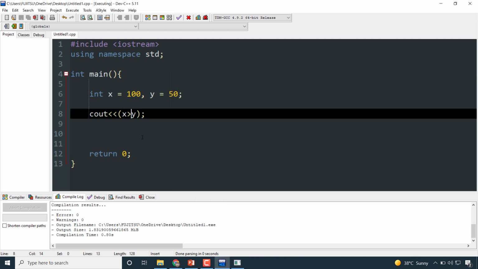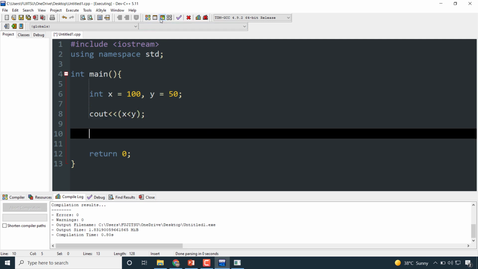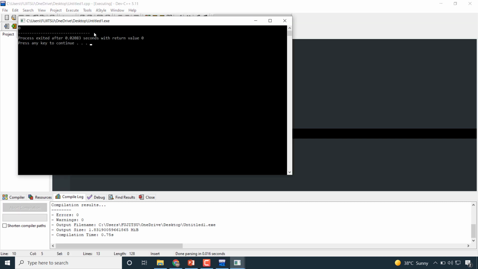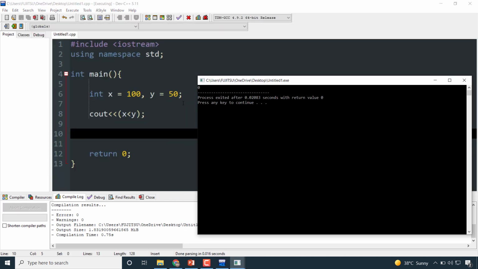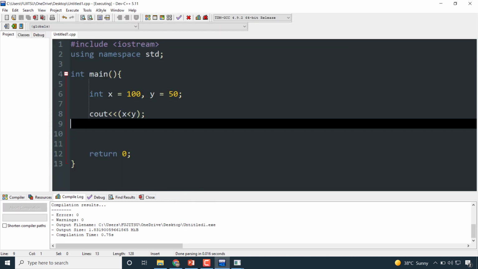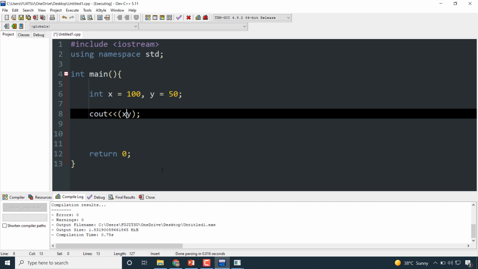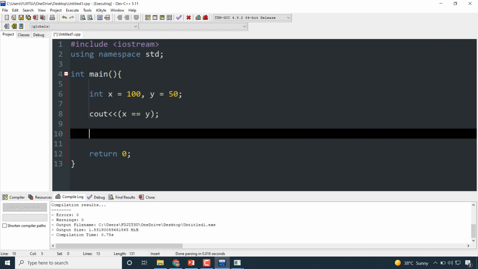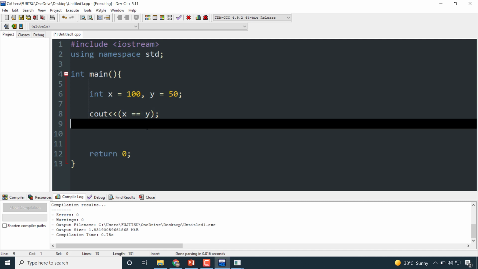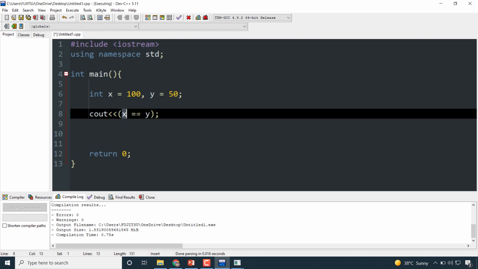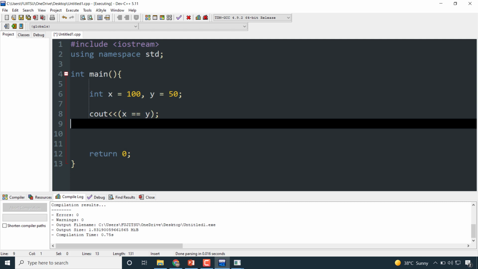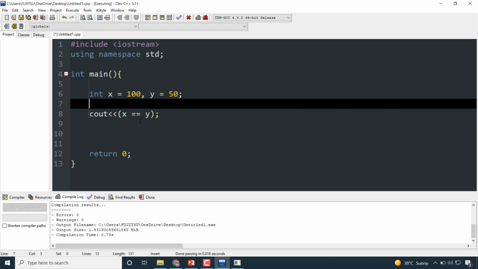And if we do it like this, x less than y, its value will be 0, 0 means false, because 100 is not less than 50. And if we do double equal, it will check if both values are equal, and it will give true. And if both values are not equal, it will return false.